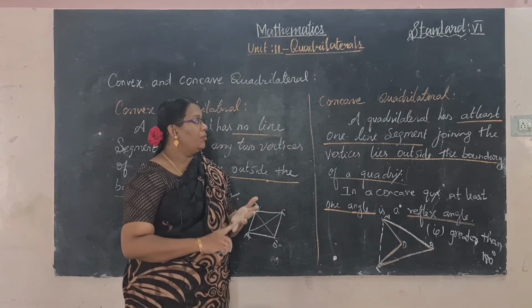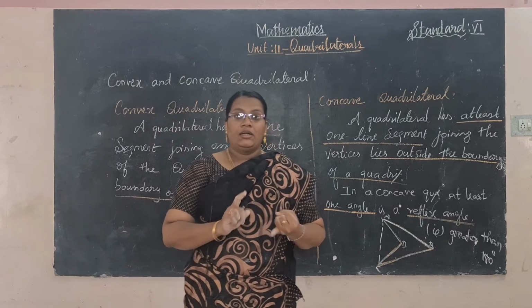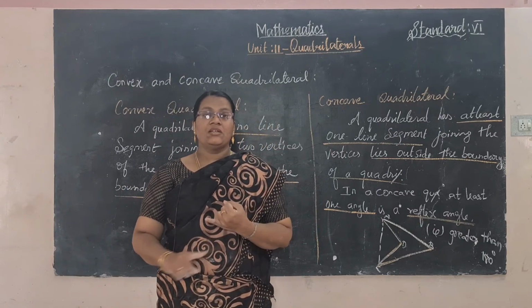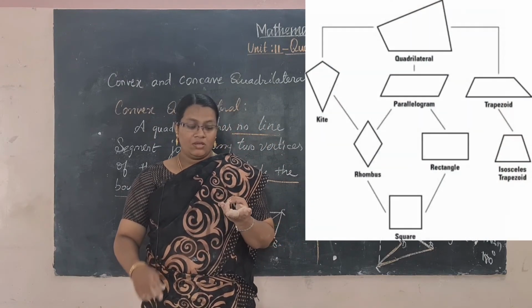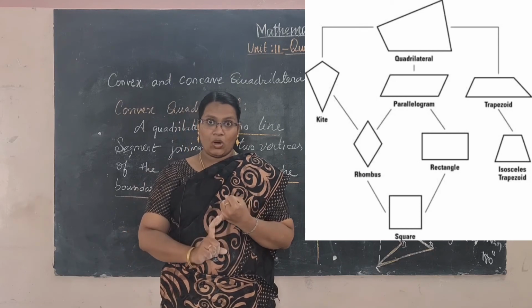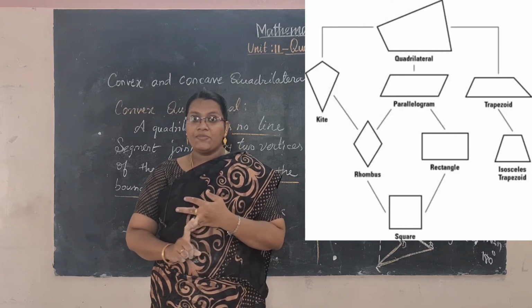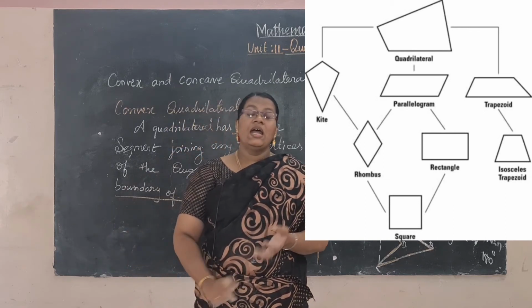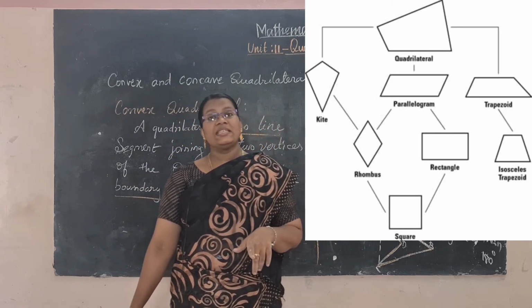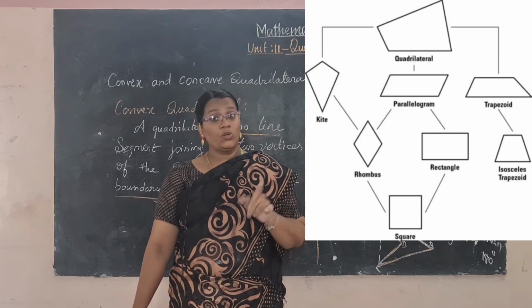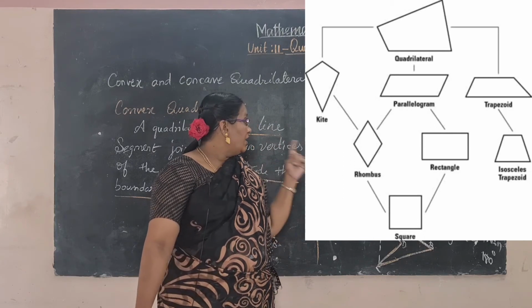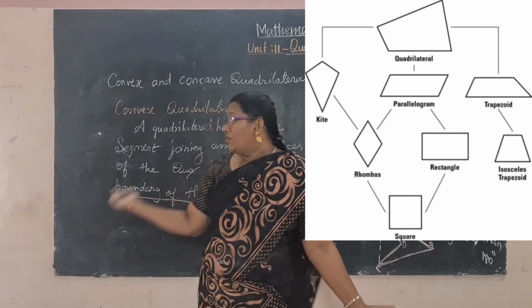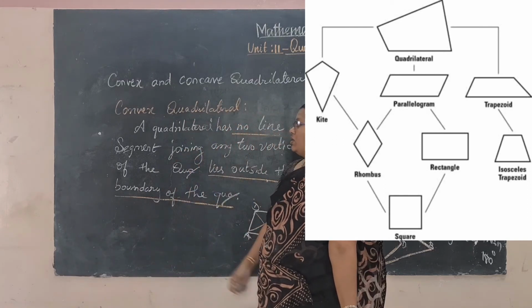Today we have learned about the types of quadrilaterals. First we learned the quadrilateral. After that we learned about the types of quadrilateral, and then the interior and exterior of the quadrilateral, adjacent sides, opposite sides, adjacent angles, opposite angles, and finally we have learned about the convex quadrilateral and concave quadrilateral.